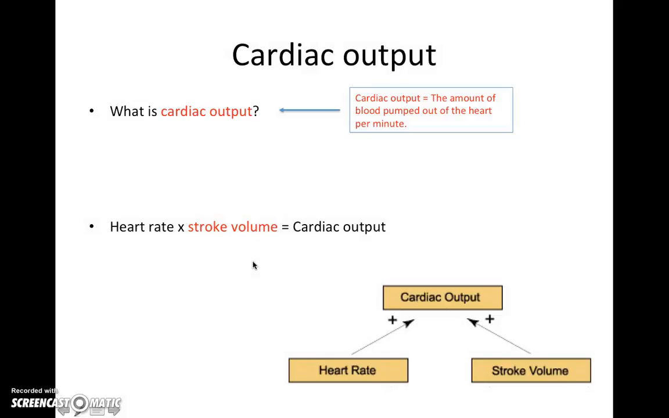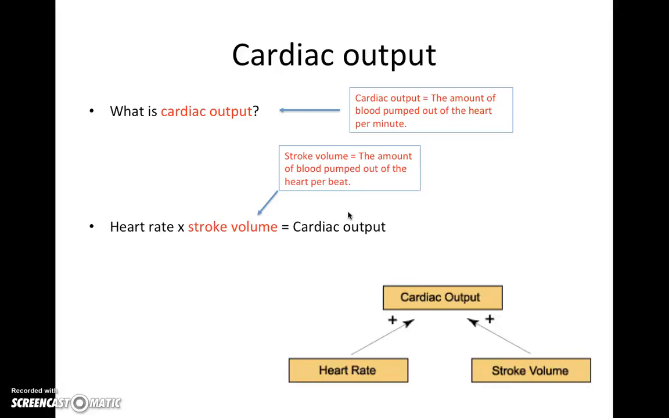Sorry about that. So, heart rate times stroke volume equals cardiac output. So we know that heart rate increases during exercise and so does stroke volume. Therefore, cardiac output is also going to increase. Now, if you can't remember what stroke volume is, it's the amount of blood pumped out of the heart per beat.